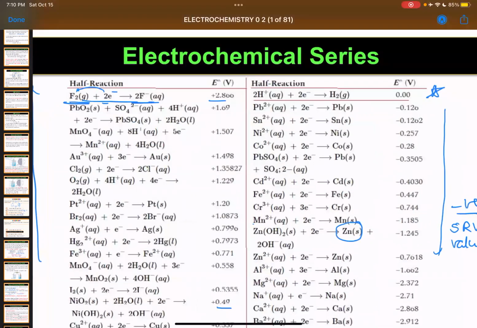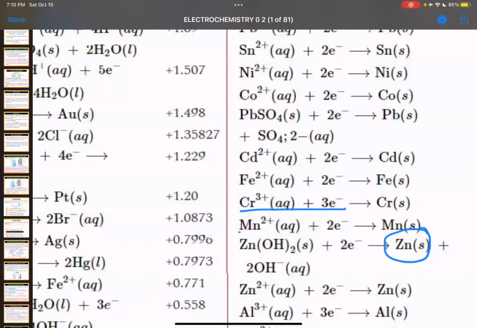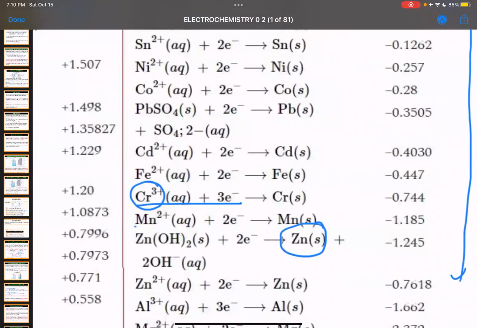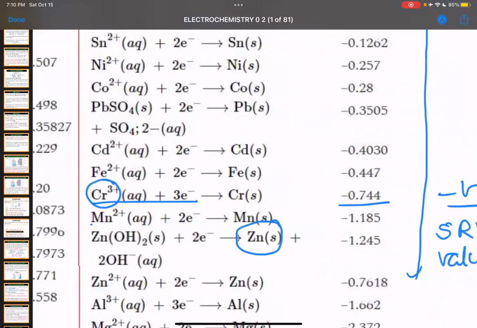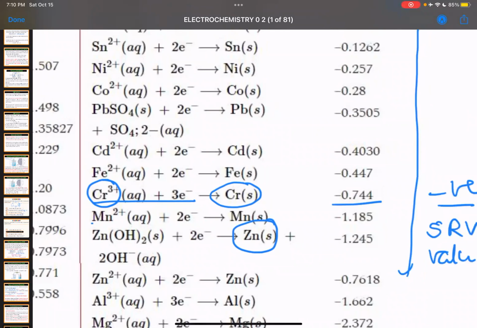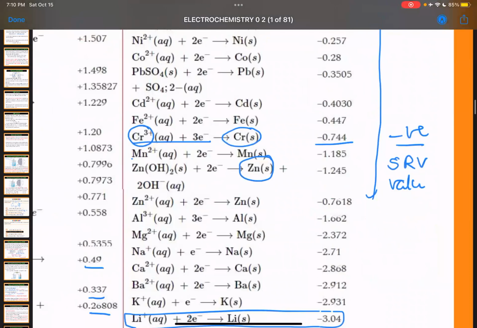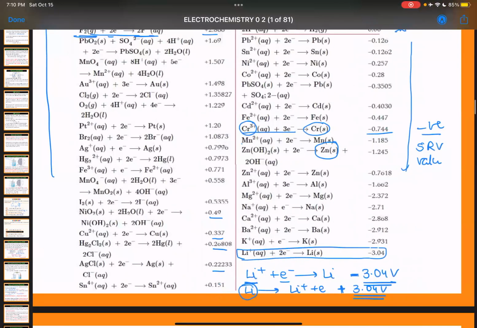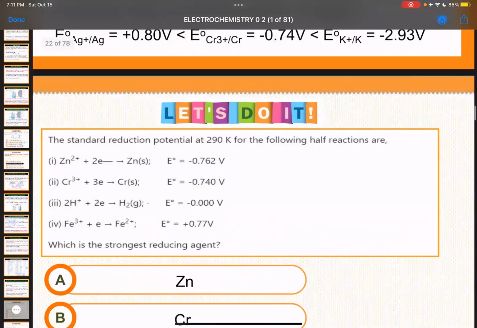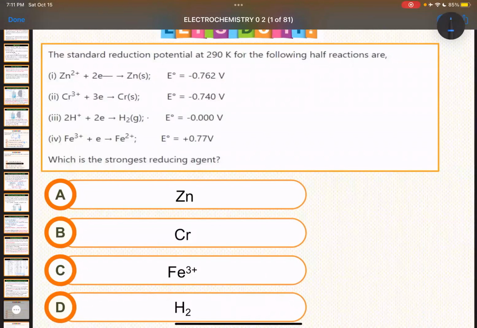Suppose chromium 3 plus has less electron accepting tendency, it will have a negative SRP value. If you do the reverse, chromium will have a positive oxidation potential, meaning it can lose electrons most easily. So chromium is going to be a good reducing agent. Okay, so the most famous questions are related to this, right? So let's do this. These are asked in every examination.